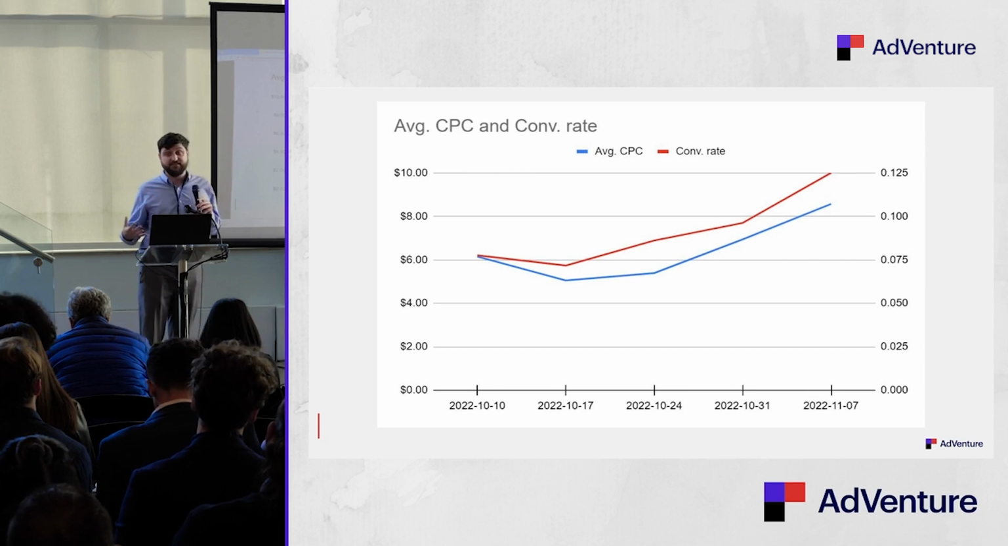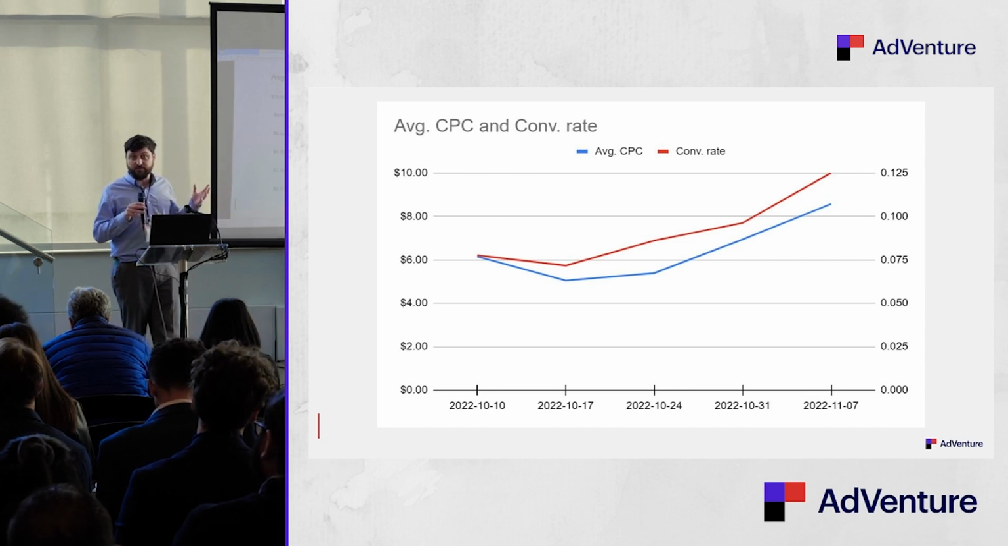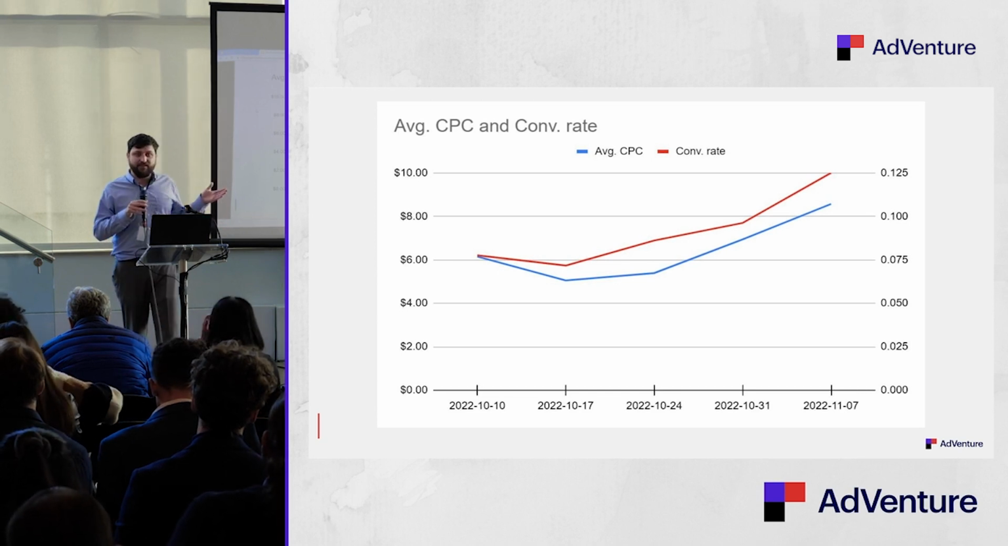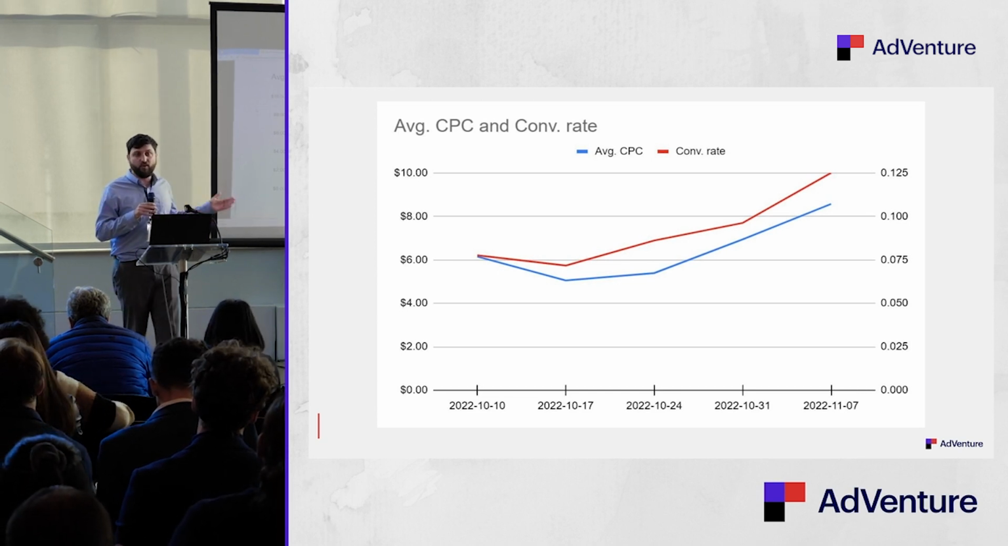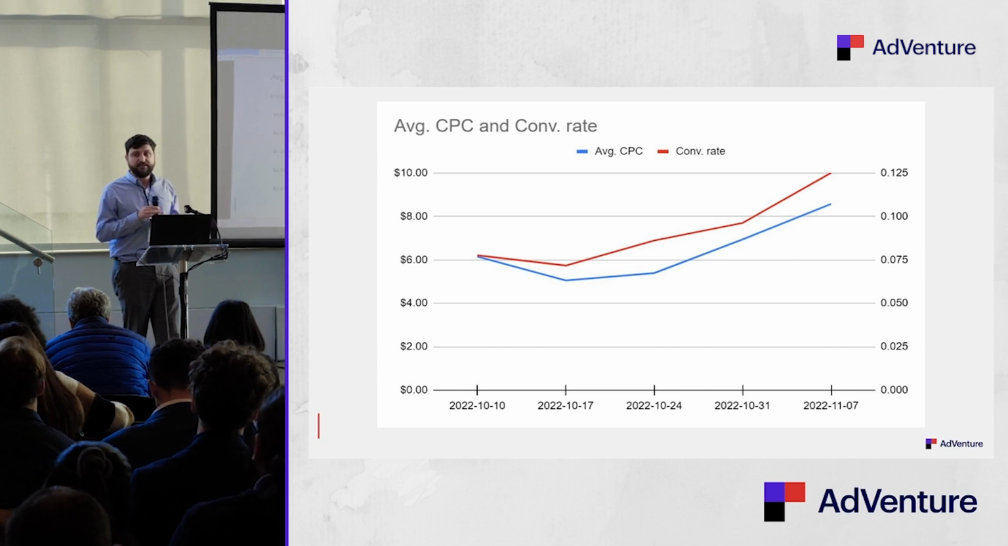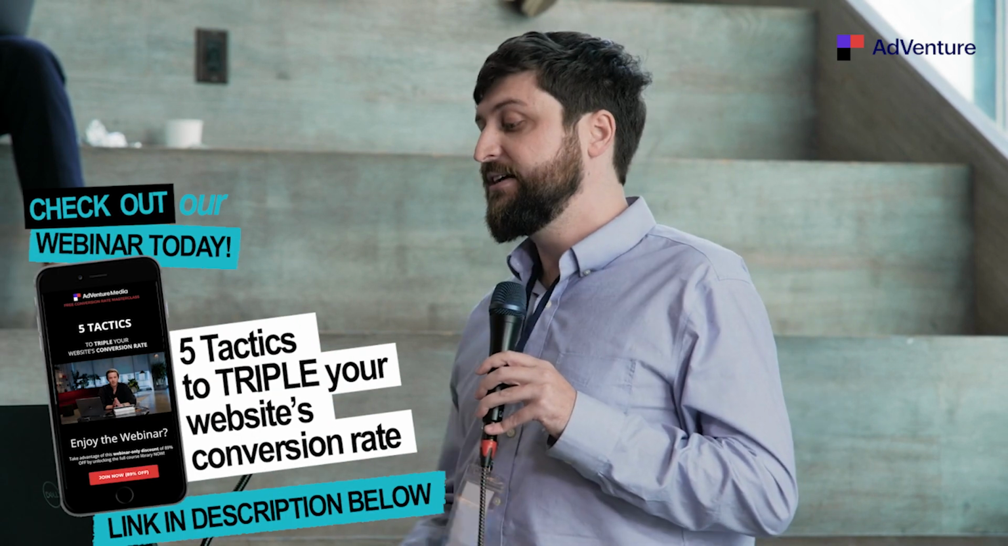And this makes sense. Google's algorithms are smart. They want to make money. And the better traffic that it believes it's going to feed you, the more it's going to charge you for those clicks. So how do we combat this using the tools that Google gives us?